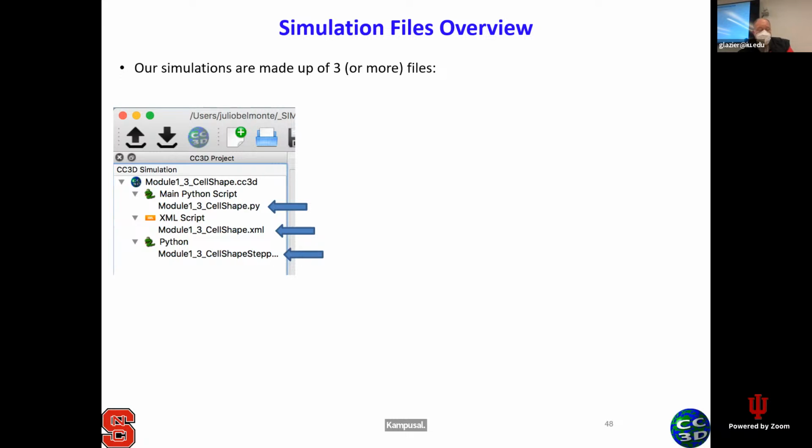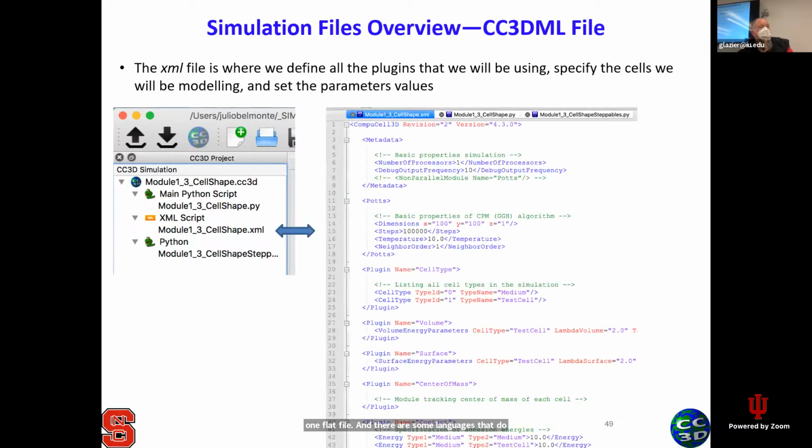It's a strength because each file does something specific. It's a weakness because there isn't a unitary file which serializes all the information. Sometimes it's nice to have the whole simulation be in one flat file, and there are some languages that do that. So we will have an XML file, CC3D, that specifies parameters and the static properties of the simulation, although in many cases those properties can be overwritten. And we'll come back to what those static properties are in a little bit.